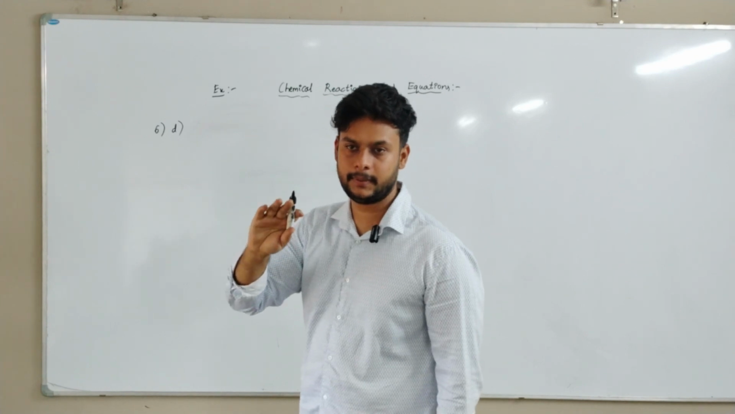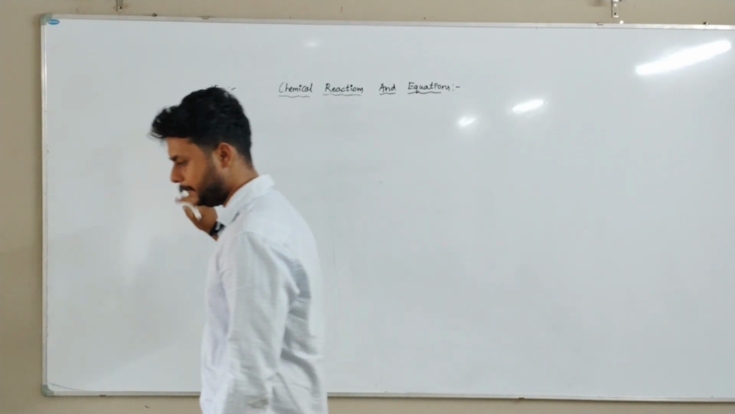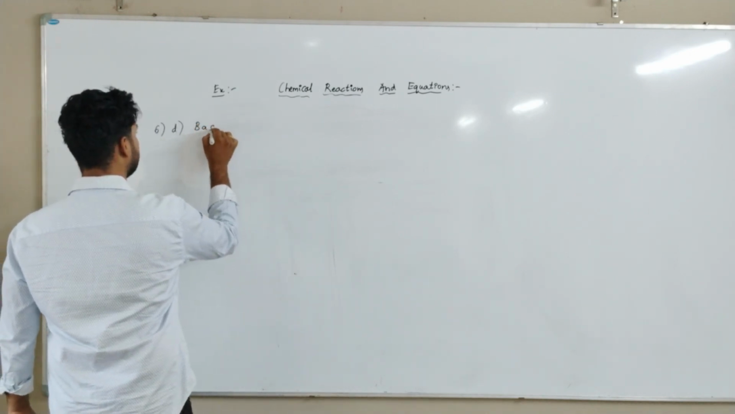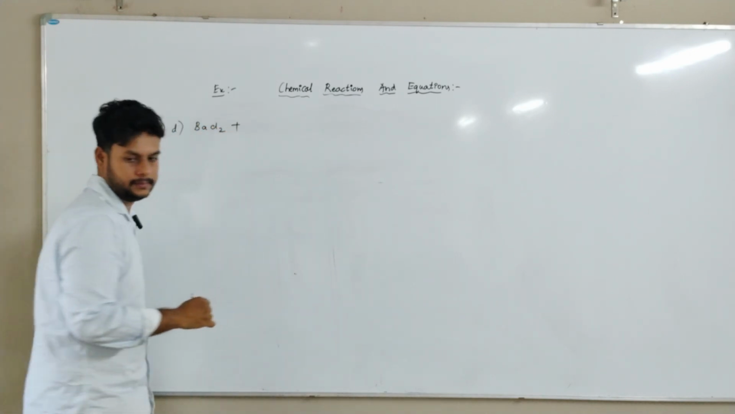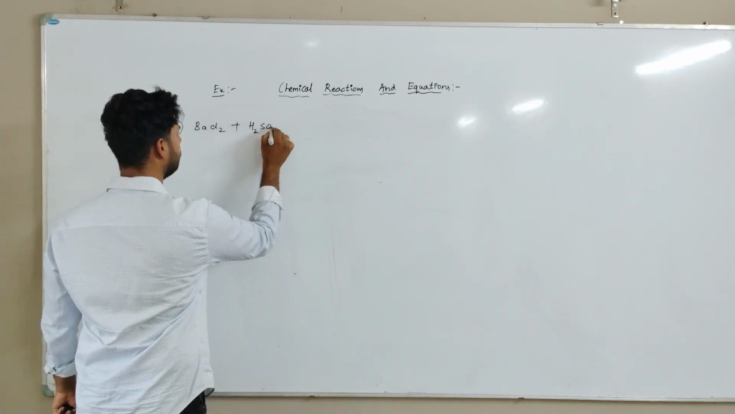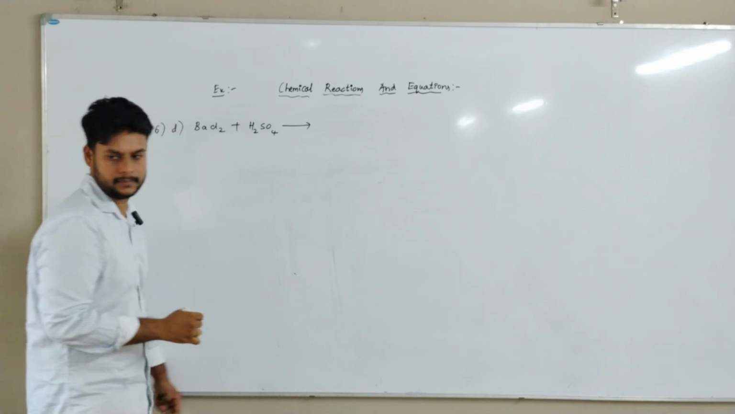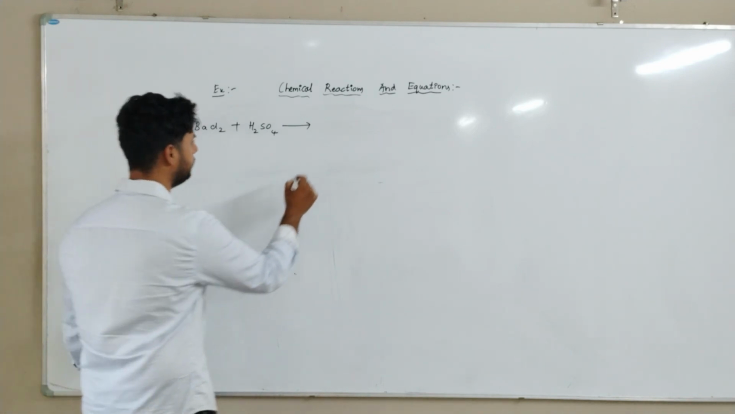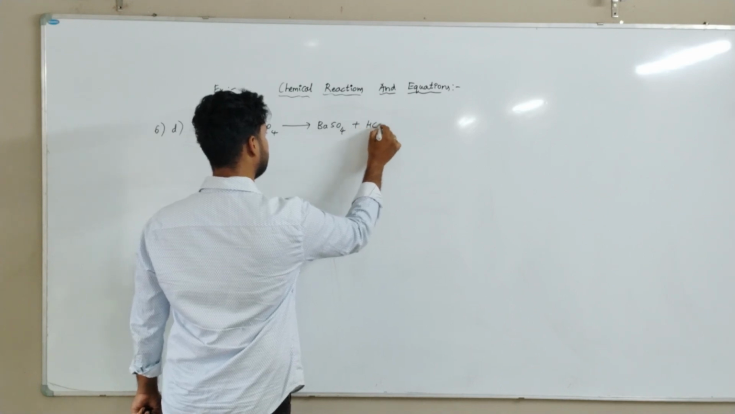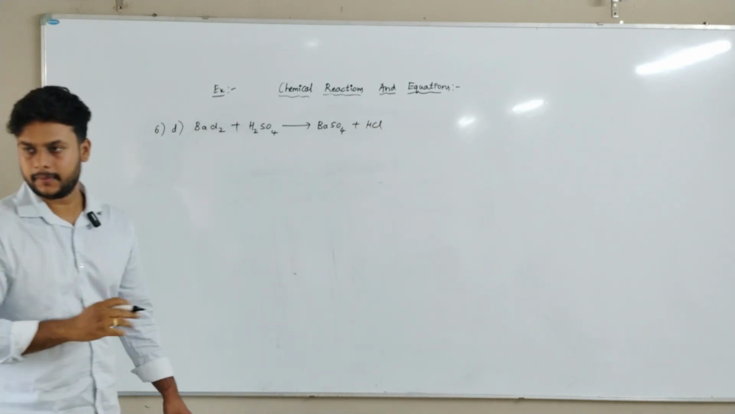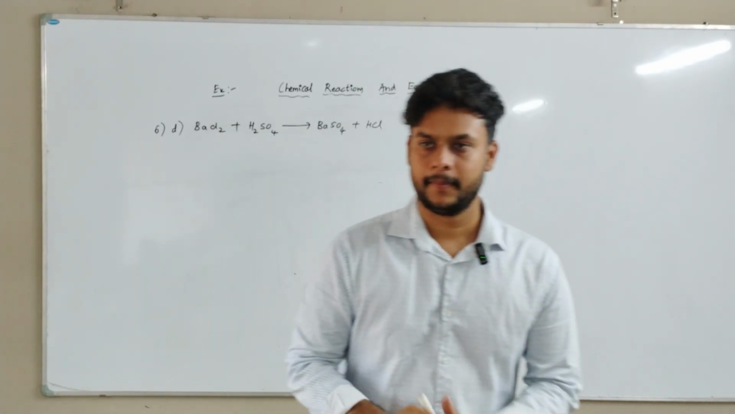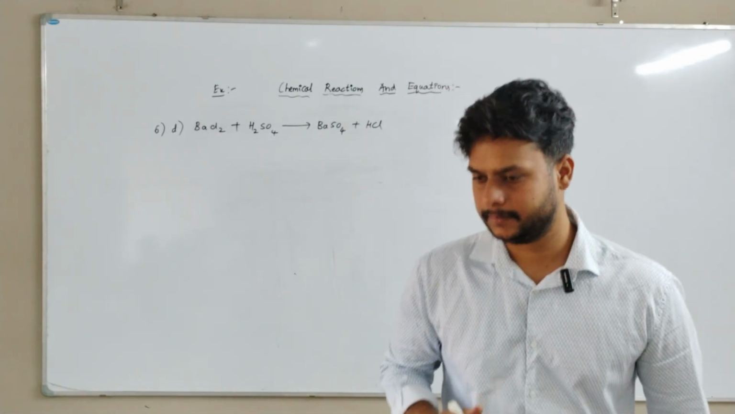Okay. Everybody has the textbook? If you don't have, see here. Okay. So the question goes like this: BaCl2 plus H2SO4 gives BaSO4 plus HCl. Now first, will you guys try this? Afterwards, I will do it. Okay, try. First you try, you get the answer. Then I will try. Okay, take it.